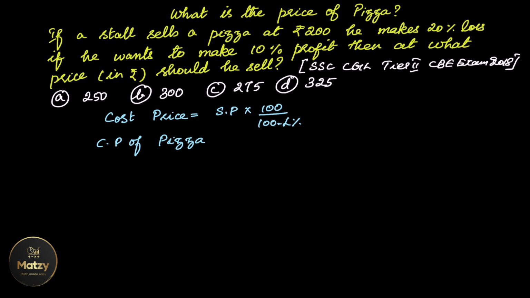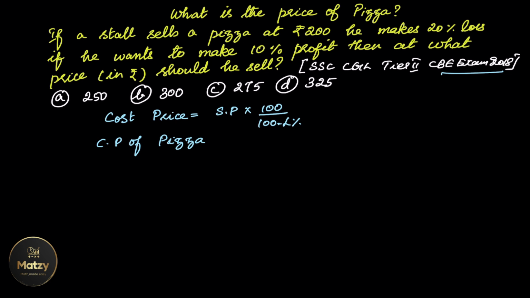In today's class, I'll do one problem from profit and loss. If a stall sells a pizza at rupees 200, he makes 20% loss. If he wants to make 10% profit, then at what price should he sell? That is the question. Four options are also given in this problem. This is one problem from the book Quantitative Aptitude by Dr. R. S. Agarwal. This question they asked during the year of 2018 in SSC CGL Tier 2 CBE examination.